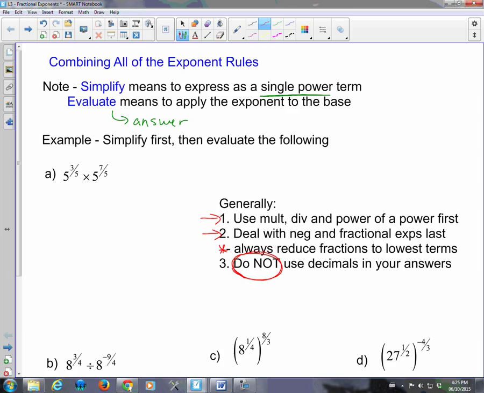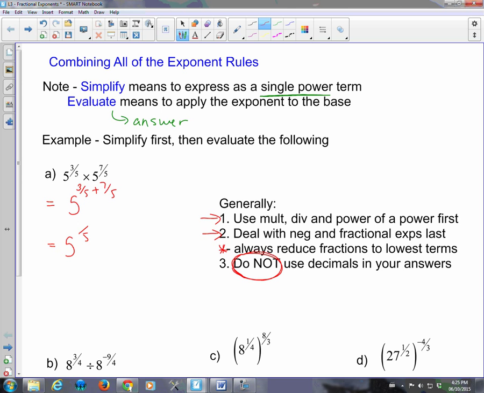So when I look at A, I have the same base and it's a multiplication question. So if I'm multiplying with the same base, I'm going to keep my base and I'm going to add my exponents. So I have 3 over 5 plus 7 over 5. The difficulty becomes remembering how to add fractions. When you add fractions, you keep the denominator the same and you add the numerators.